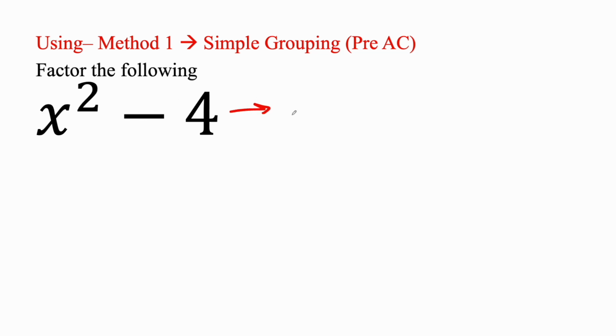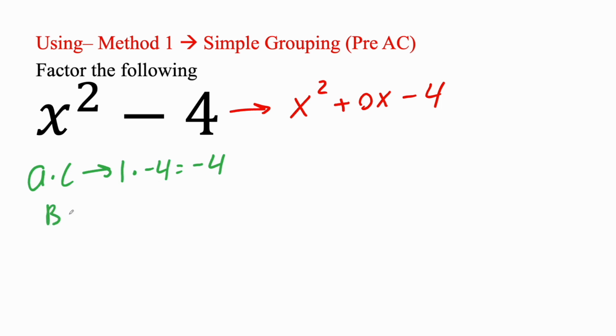First, I'm going to rewrite this, because I don't have a b term. So I have x squared plus 0x minus 4. Then I'm going to take my a term and multiply by c. The a term is the coefficient in front of the x squared, so 1, times c, our constant, negative 4, and 1 times negative 4 is negative 4. Our b term is the coefficient in front of our x, so just 0. Now this negative 4 represents multiplication, and the 0 represents addition, or the sum. So at this point we think, what two numbers multiply to give us negative 4, but add up to give us 0?